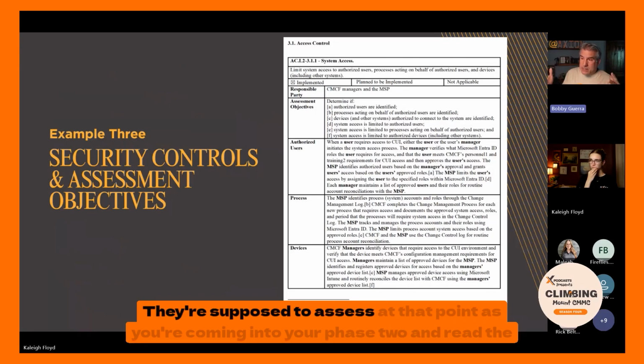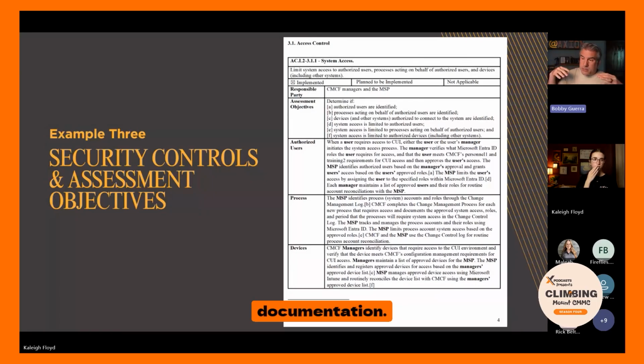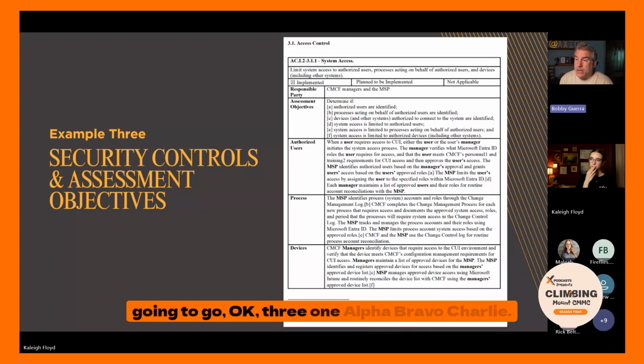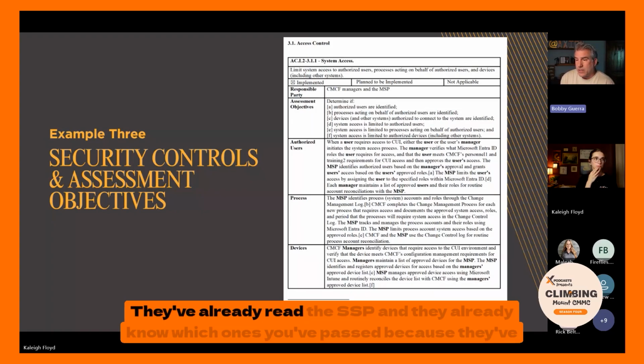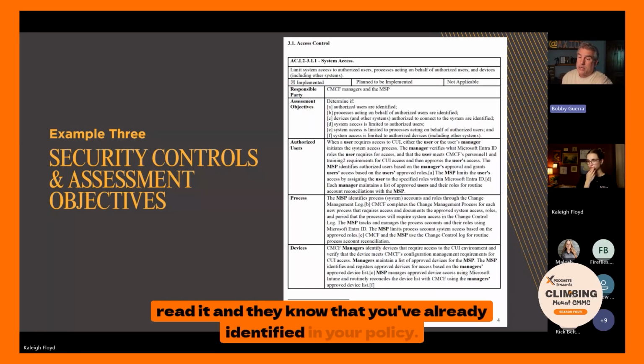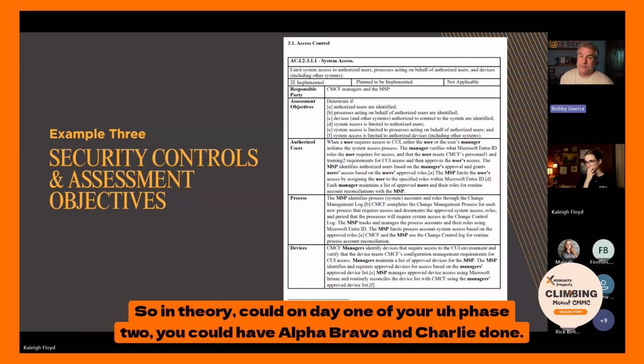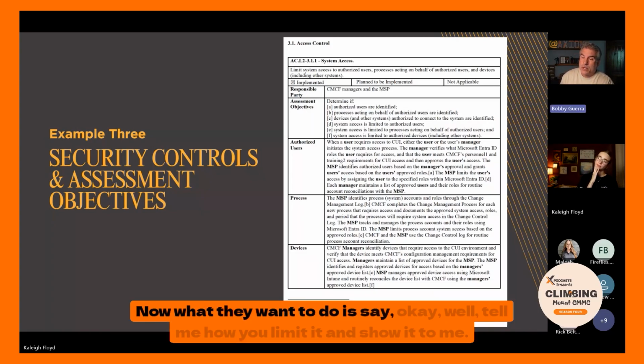They're supposed to assess at that point, as you're coming into your Phase 2, and read the documentation. It's great when you sit down with auditors that do this, because then they're not going to go, okay, 3.1 Alpha, Bravo, Charlie. They've already read the SSP and they already know which ones you've passed, because they know you've already identified it in your policy. So in theory, on day 1 of Phase 2, you could have Alpha, Bravo, and Charlie done. Now they want to say, okay, tell me how you limit it and show it to me. Open your Intro.